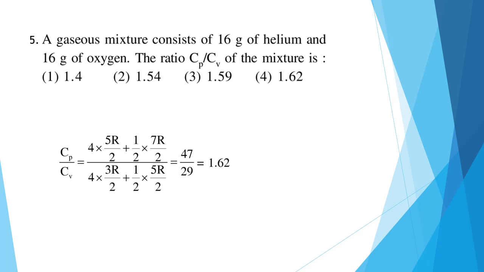Here first you have to find out the moles of helium and oxygen. So for helium it will be 4 as it is 16 grams, and for oxygen it will be 1 by 2. And you should remember the formula for Cp and the formula for Cv. You just have to divide the two by putting the values and you get 1.62. So the correct answer will be option 4.